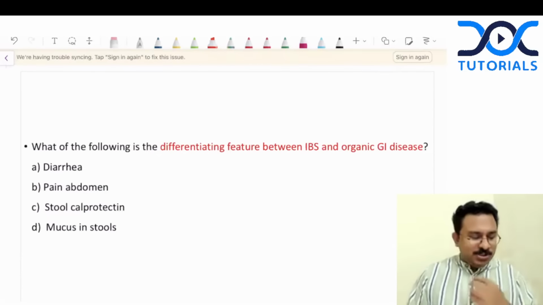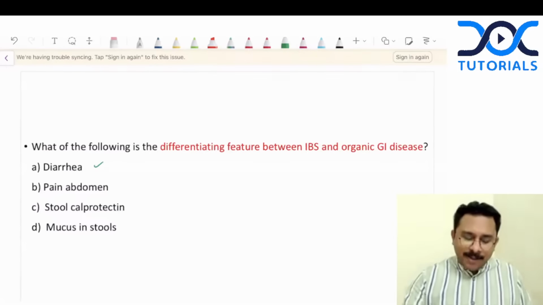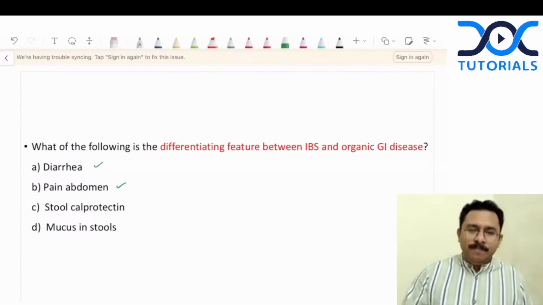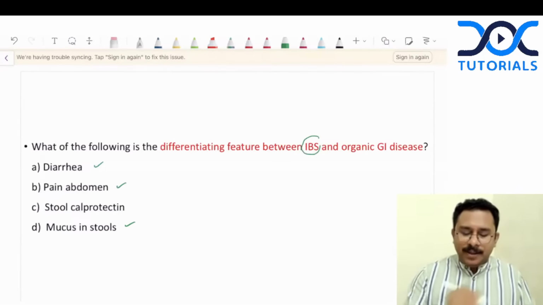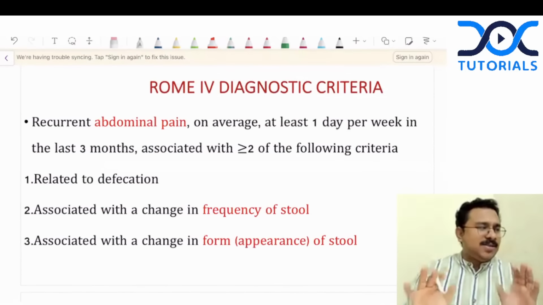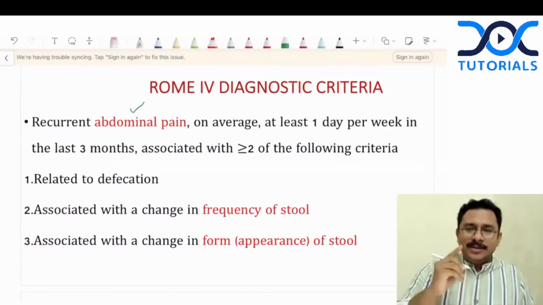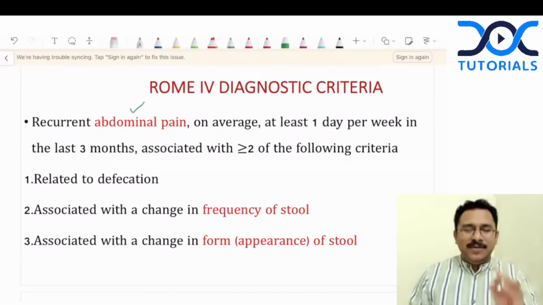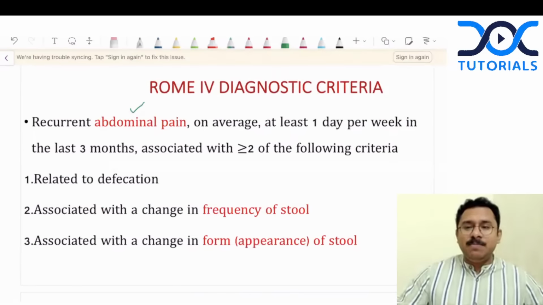If you look at the options, diarrhea can happen in both. Pain abdomen can happen in both. Mucus in stools can happen in both. So irritable bowel syndrome, if you look, this is the criteria. I'm not going into the details of the criteria, which I've discussed in the app, but you look at this, there is abdominal pain. Patient is having a recurrent abdominal pain, which is one important feature. So there can be abdominal pain in irritable bowel syndrome.